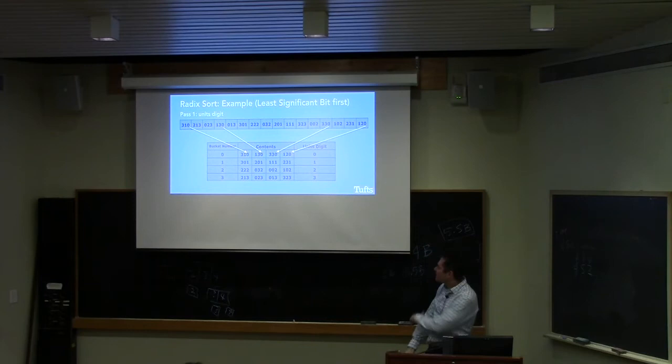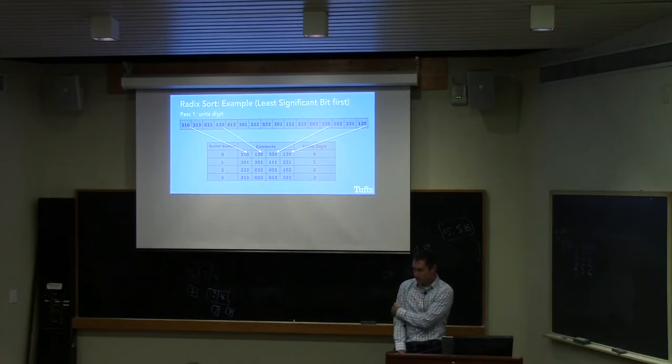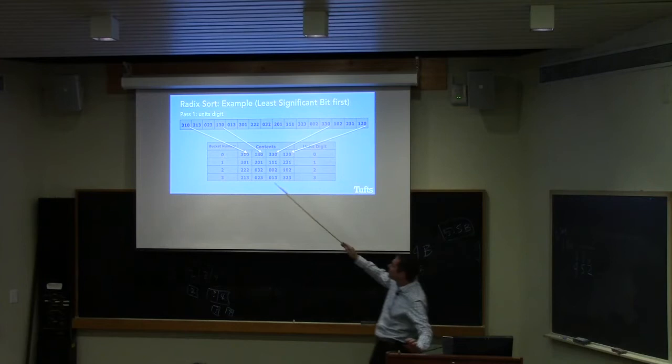We put them into the buckets based on their least significant digit. In other words, the one that matters the least. If you have 500 and 501, the 0 and the 1 mean a lot less than the 5, because the 500 is magnitudes bigger. So in this case, we start with the ones place, or the units digit.